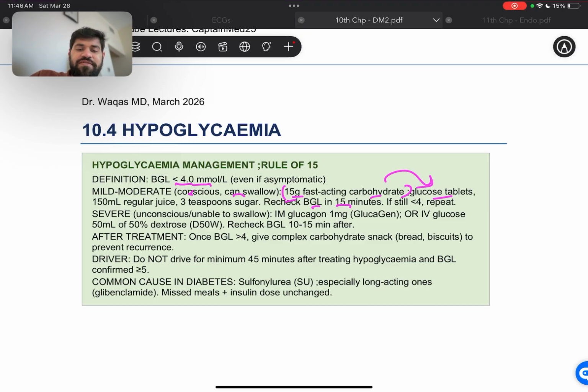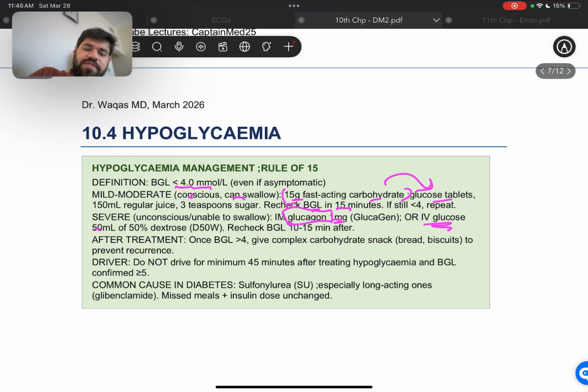Then if the patient is severe, unconscious and unable to swallow, we give IM glucagon 1 mg, or IV glucose 50 ml of 50% dextrose, D50W. And we recheck the BGL again after 10 to 15 minutes.